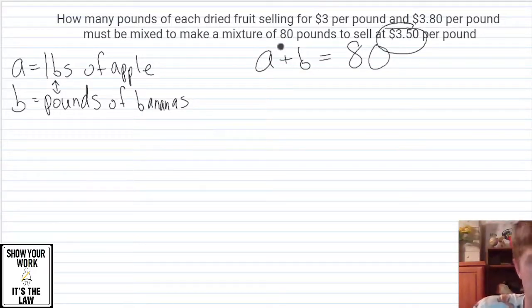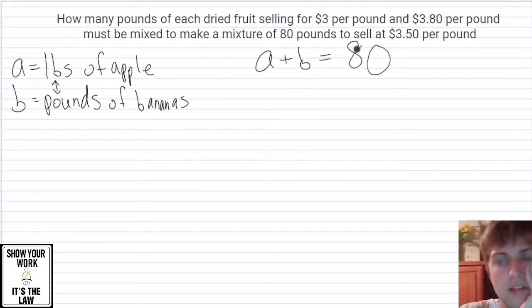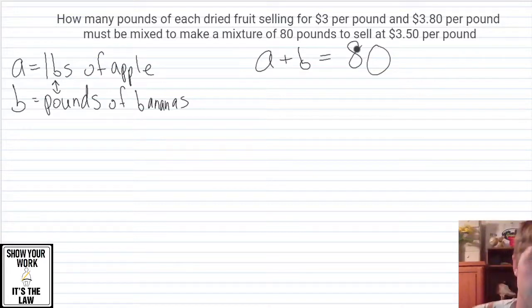Oh, sugar. Undo. Too much. All right. So now we're talking about the prices per pound. There's a couple different routes we can take, but let's just think of the value of the pounds of the apples and bananas.